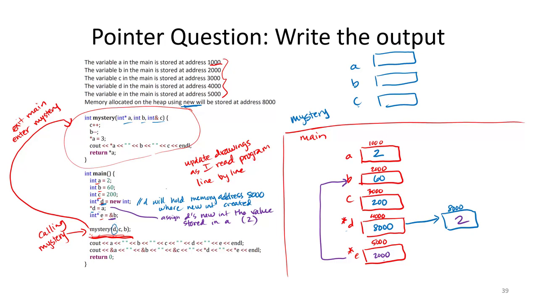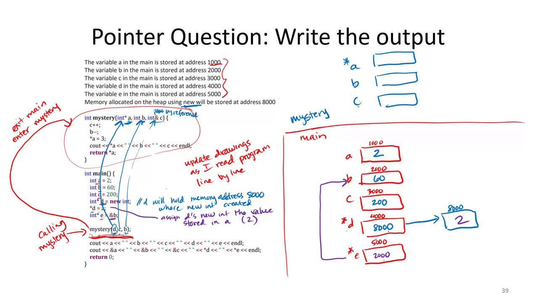And notice that D is going to be plugged in for A, C is going to be plugged in for B, and my variable B in main is being passed by reference into C. So let's update my mystery variables A, which is a pointer, B, and C, with the values that we passed in when calling mystery.